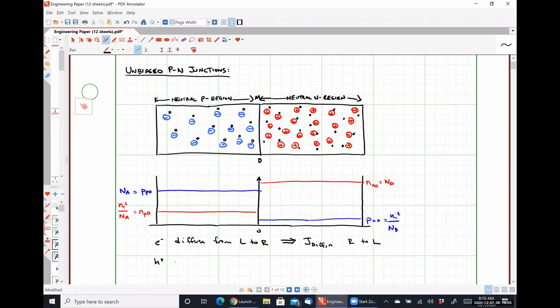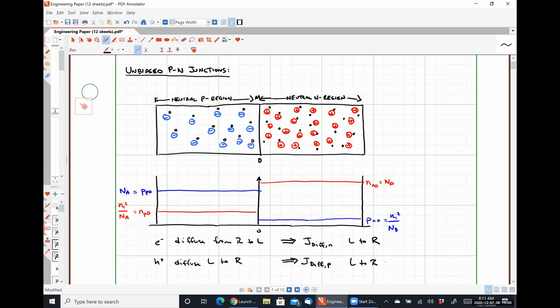And we have hole diffusion. Sorry, electrons are diffusing from right to left, right? Because there's more electrons on the right-hand side of the crystal than on the left-hand side, which means our diffusion current density should be from left to right. Holes are diffusing from left to right. Which means that if our holes, the blue line, are diffusing from left to right, then we get a current from left to right as well.